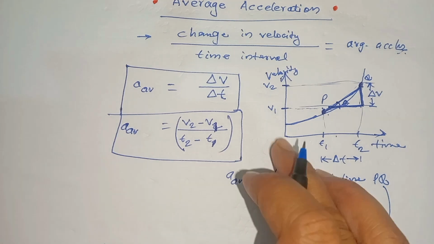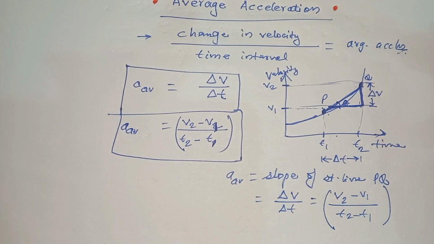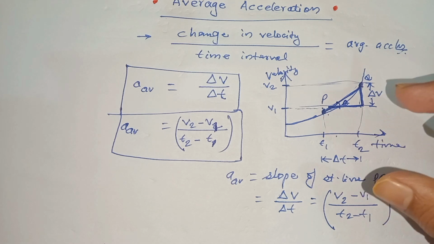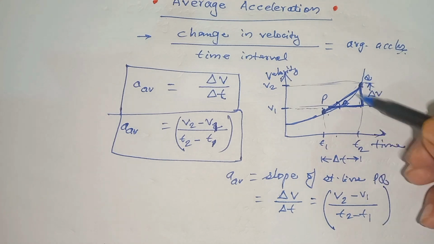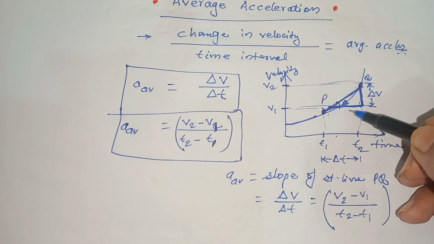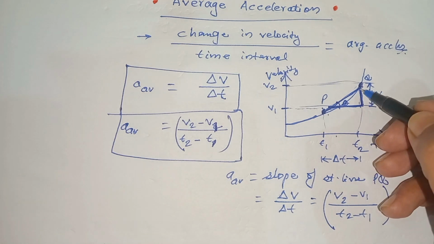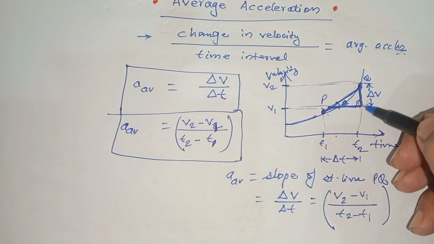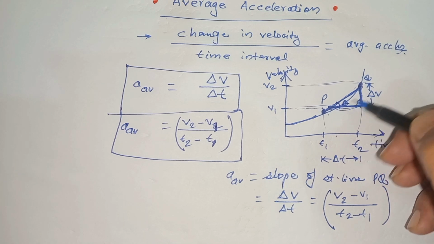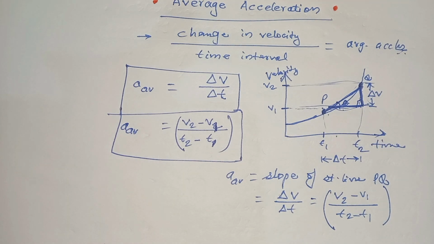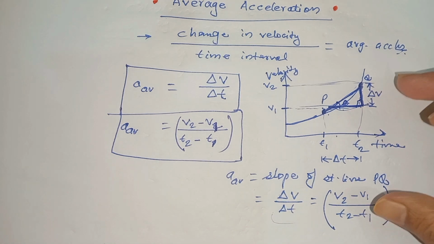So in the graph, to calculate average acceleration we simply find the slope. For the slope of a straight line, we go to trigonometry and take the tangent, tan theta. In the right angle triangle, perpendicular by base is tan theta, so the slope comes to be this, and the slope is called average acceleration.